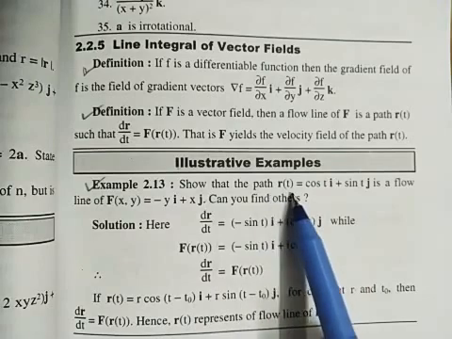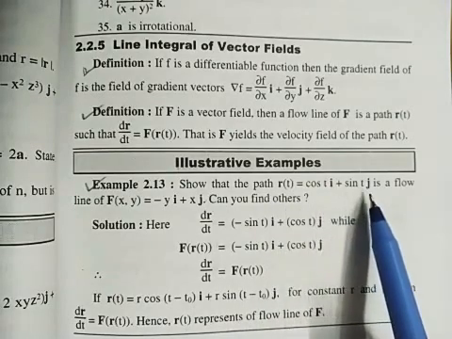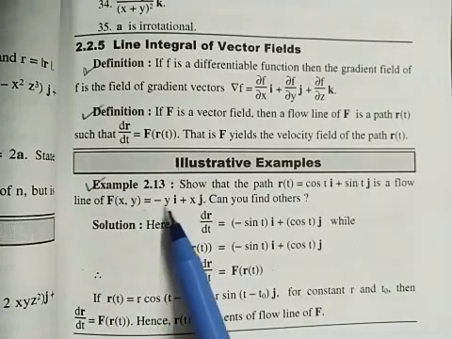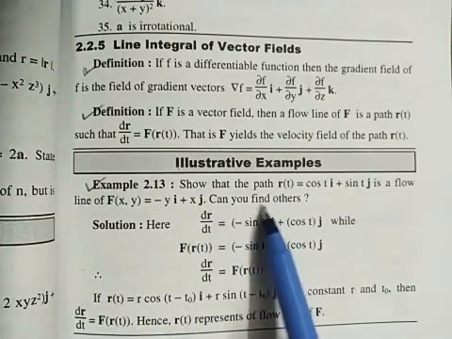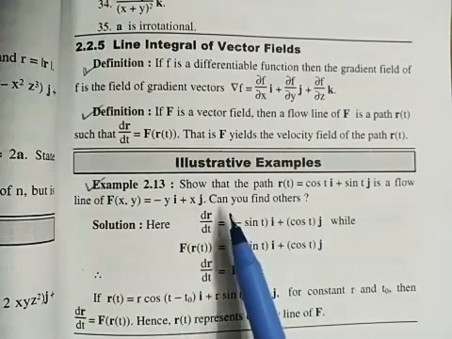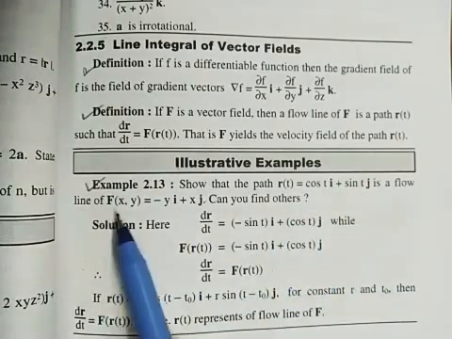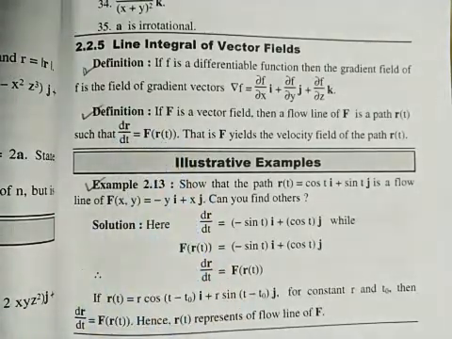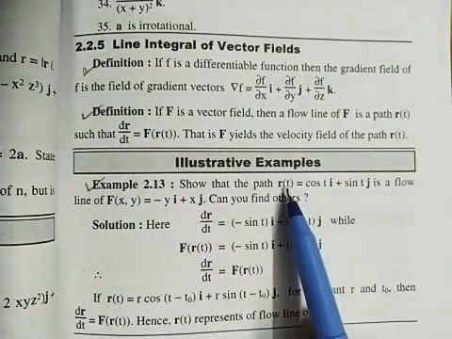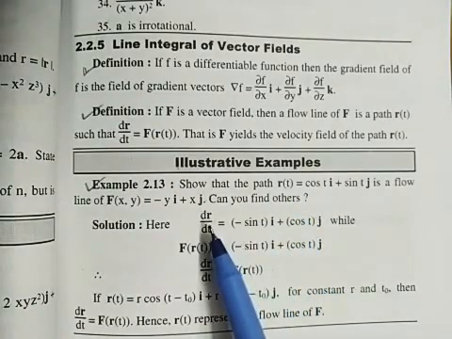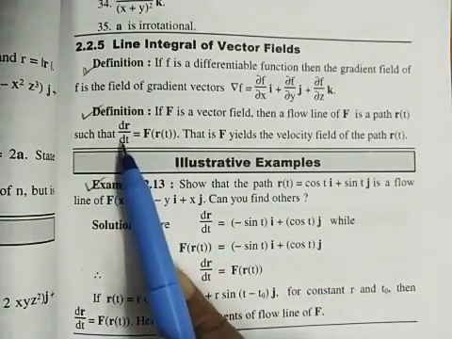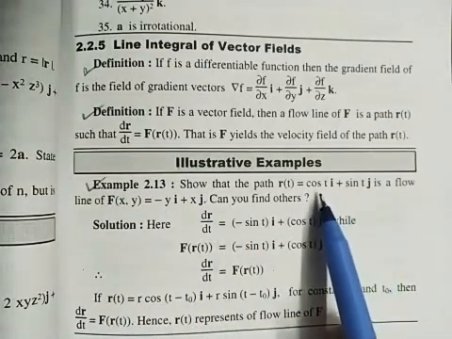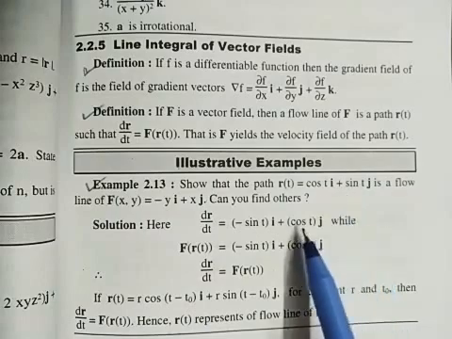Show that the path r(t) is equal to cos t i plus sin t j is a flow line of F(x,y) equal to minus y i plus x j. We have to show this path is a flow line of this F, meaning we have to show dr/dt is equal to F of r(t). Now from this r(t) we find dr/dt, the left hand side. So dr/dt is its derivative with respect to t, that is minus sin t i plus cos t j.